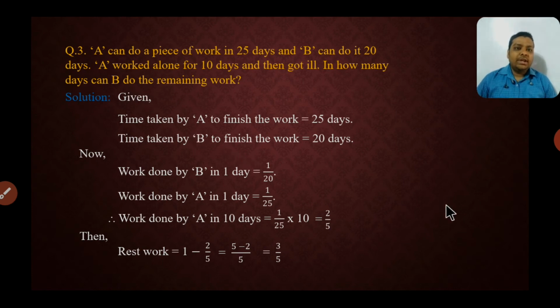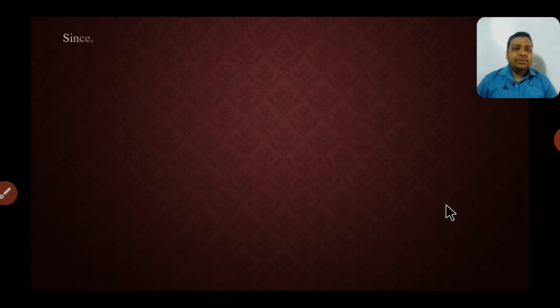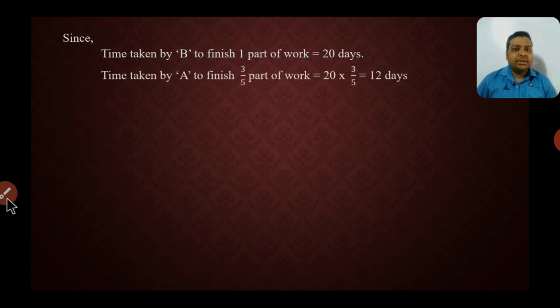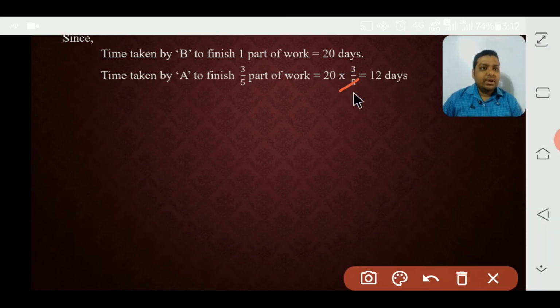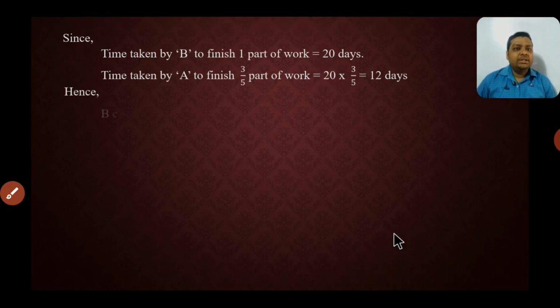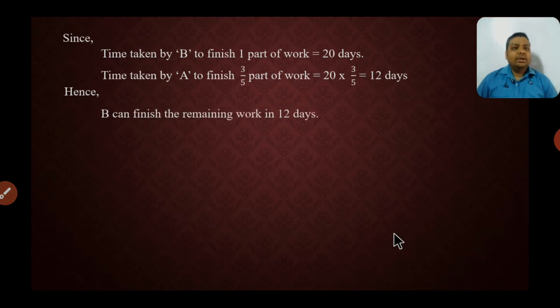Okay. So now we can say that time taken by B to finish the whole work is 20 days, already given. Now only 3 by 5 part is given. So for 3 by 5 part, it will be 20 into 3 by 5, that is 12 days, because 5 1s are 5 and 5 4s are 20. So 4 3s are 12 days. So B can finish the remaining work in 12 days like this. Okay.